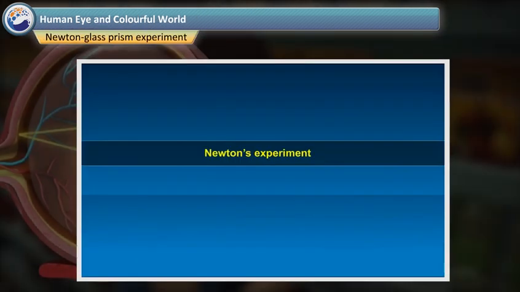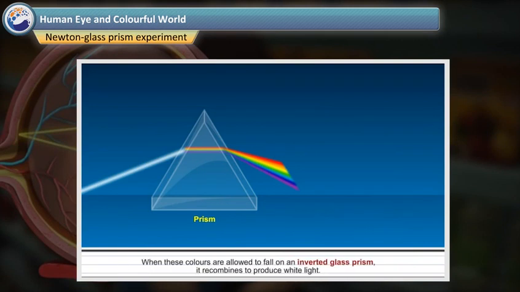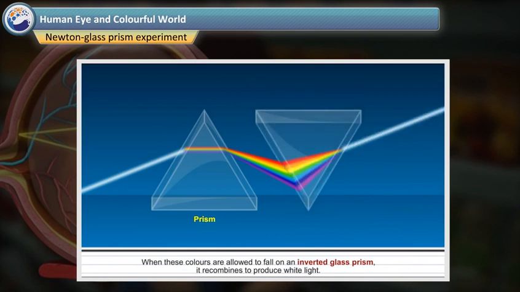Newton's experiment. When a beam of white light is passed through a glass prism, it is split up into its component colors. When these colors are allowed to fall on an inverted glass prism, they recombine to produce white light.